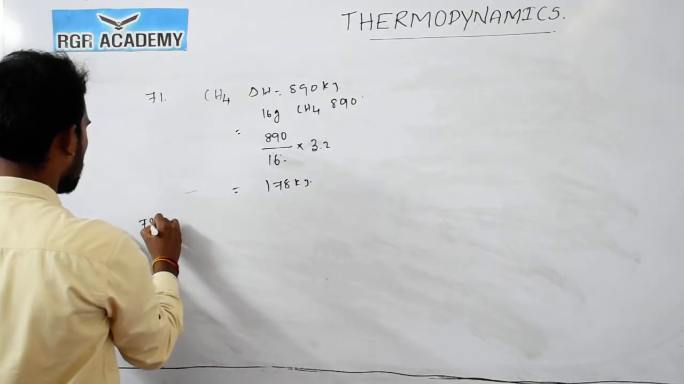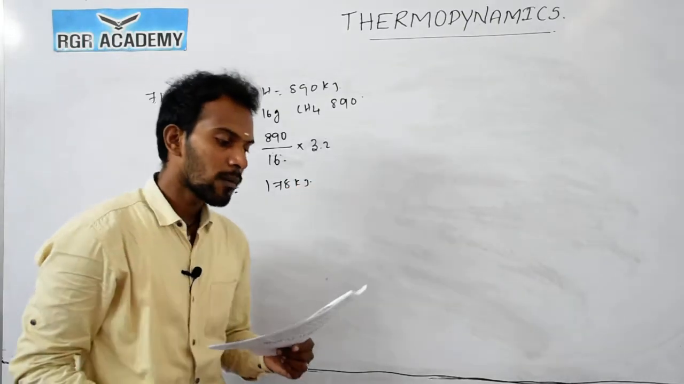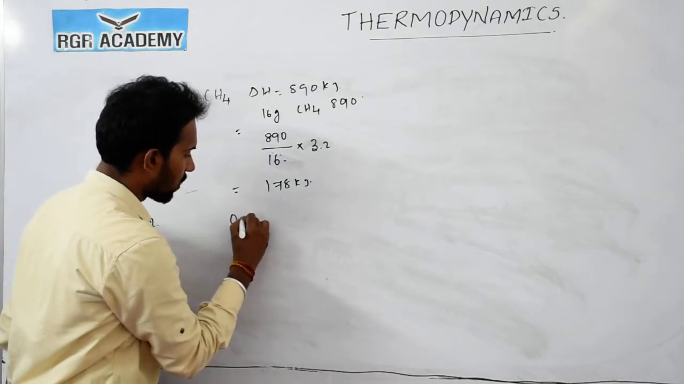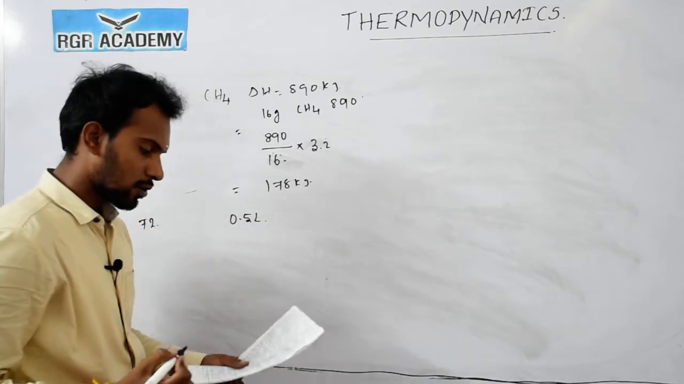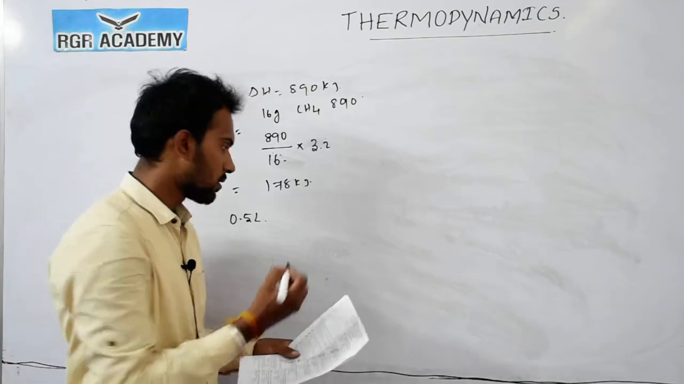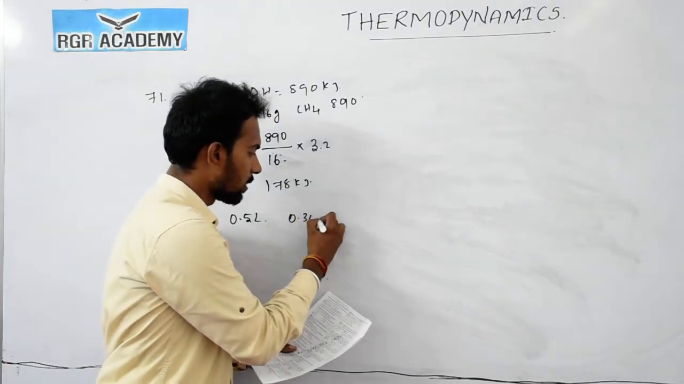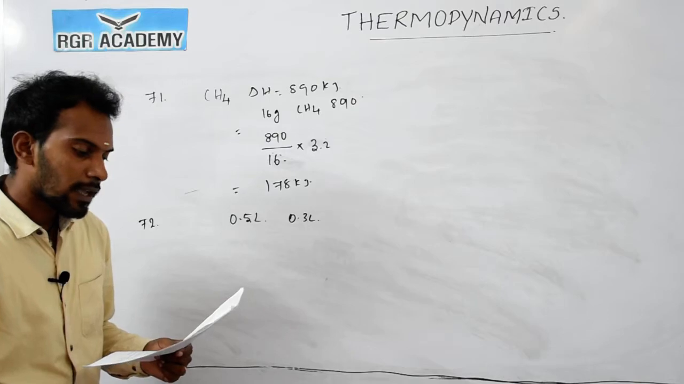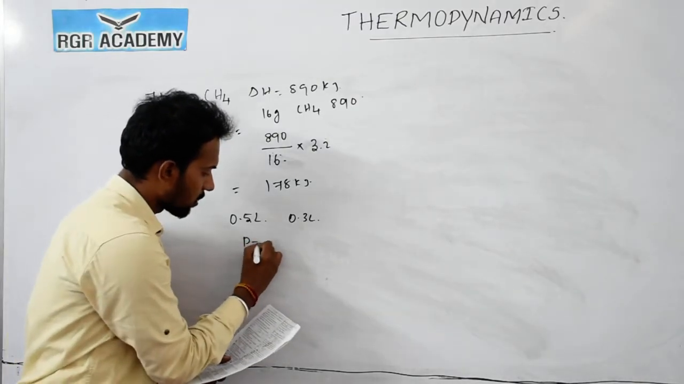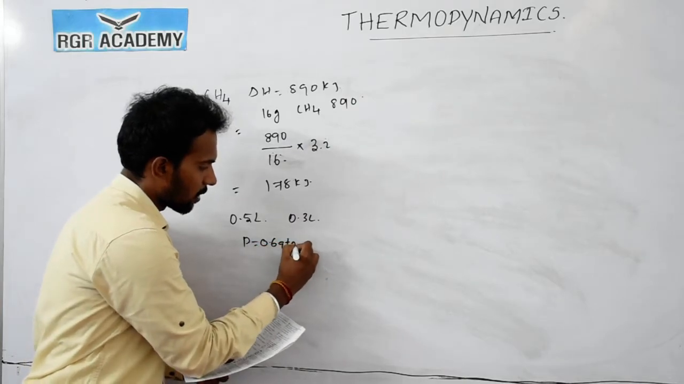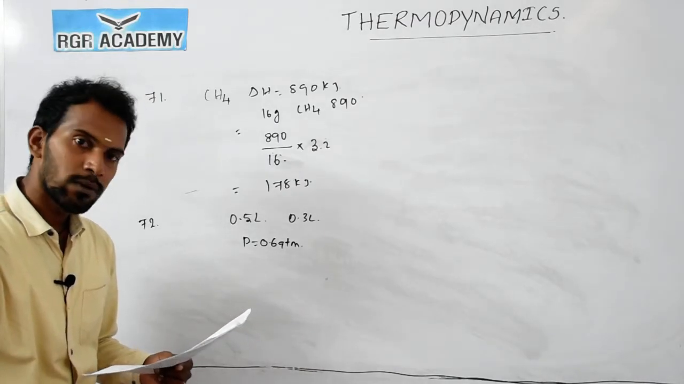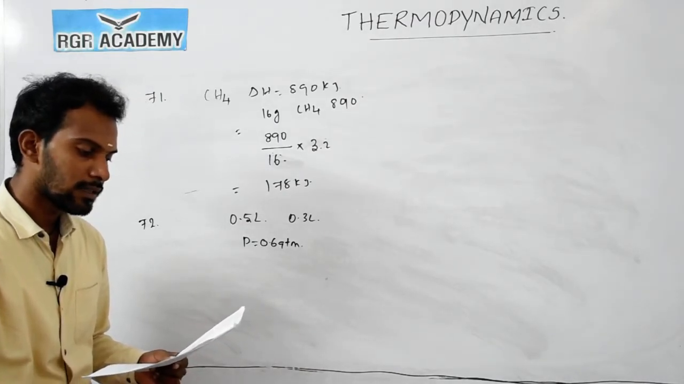Now question number 72. The volume of a gas increases from 500 cc, which means 0.5 liter, to 300 cc, which means 0.3 liter. So the gas is compressed by an average pressure of 0.6 atmosphere. During the process 10 joule of heat is liberated. The change in internal energy?